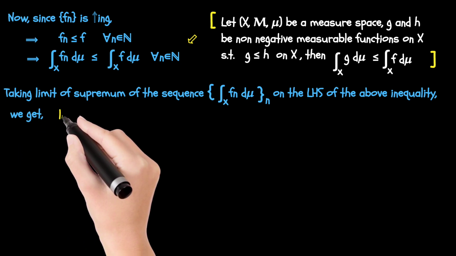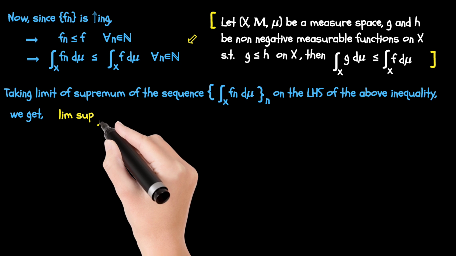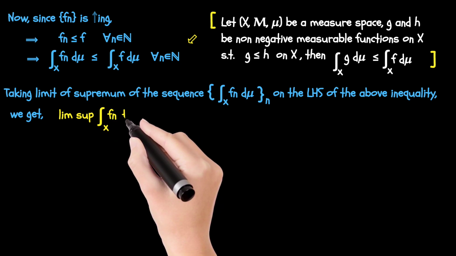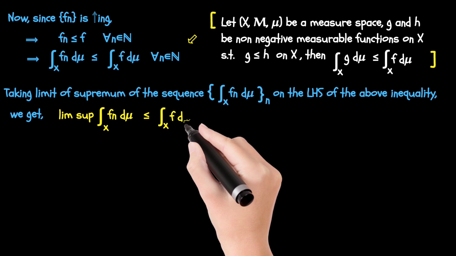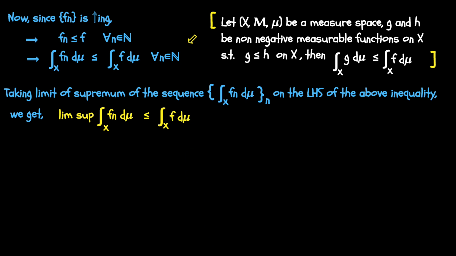Furthermore, taking the limit of this sequence, which is the limit supremum of the integral of f_n over X with respect to mu, must then also be less than or equal to the fixed value, which is the integral of f over X with respect to mu. Hence, we have successfully found that the limit supremum of the sequence of integrals acts as a lower bound to the fixed value, the integral of f over X. This is in contrast with our equation 1, where we found the upper bound of this same fixed value to be the limit infimum of the sequence of integrals. Let us name this equation 2.